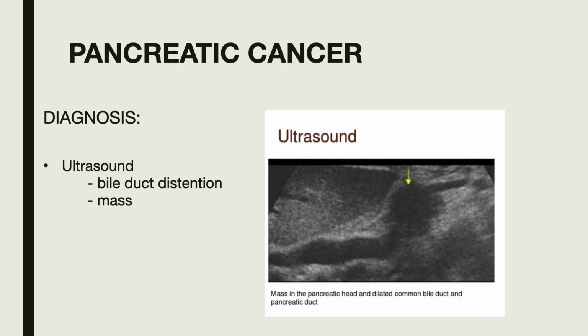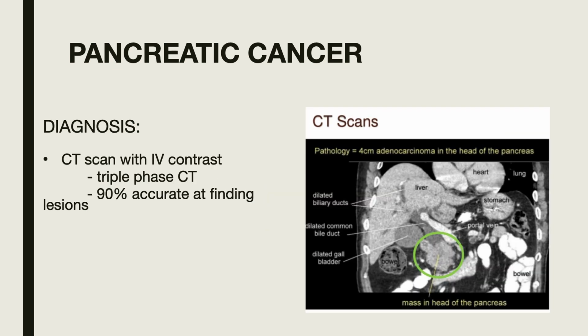Radiologic imaging of pancreatic cancer will show on ultrasound bile duct distension and a mass. As you can see here, the one printed in yellow is the mass in the pancreatic head, and the dilated bile duct and the pancreatic duct. Triple phase CT scan is 90% accurate at finding the lesions. So the one encircled in green is the mass in the head of the pancreas.